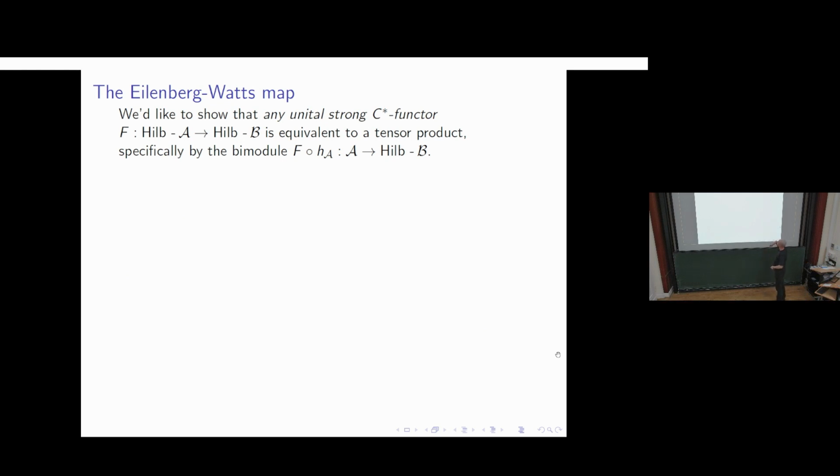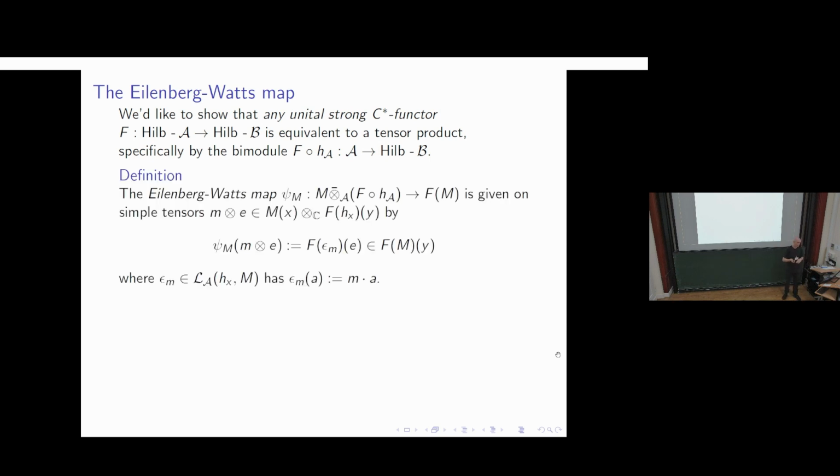We want to show that every unital strong C-star functor, which just behaves well with respect to the involution, the composition, and so on, is actually given by a tensor product. And there's an obvious candidate for what the relevant bimodule should be here. So we have this functor from Hilb A to Hilb B. What should we do? Well, let's just precompose with this Yoneda bimodule, this enriched Yoneda embedding, which went from A into Hilb A, and then we'll get a bimodule which goes from A to Hilb B.